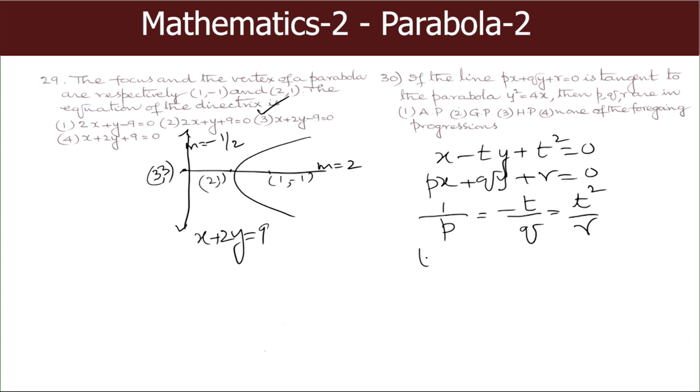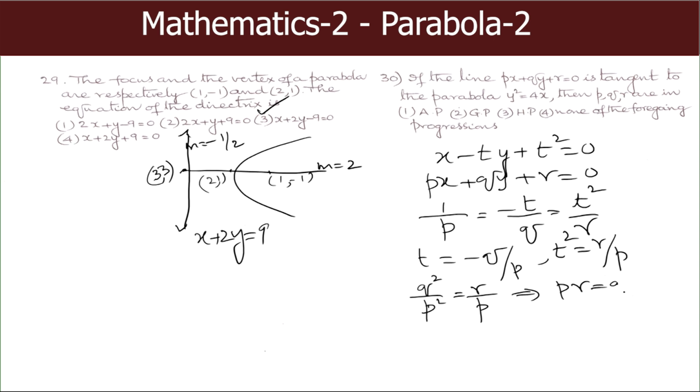So, t equal to minus q by p and t square equal to r by p. So, you can eliminate t from these two: q by p, q square by p square, that is t square equal to r by p, or this implies pr equal to q square.